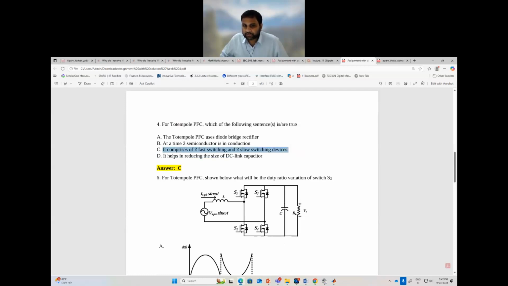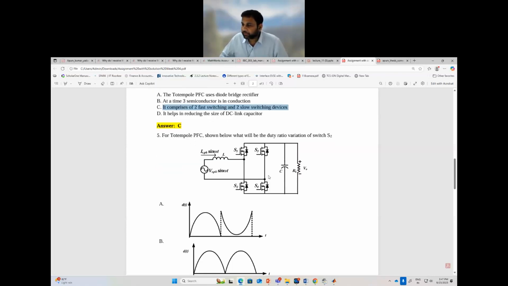And the fourth one: it helps in reducing the size of the DC link capacitor. No, because it is a single phase PFC converter, and we have the second line harmonic ripple on the output voltage. So we have to size our capacitance such that the second line harmonic ripple is small, within the permissible limit of the load. So that is the reason why option D is also not correct.